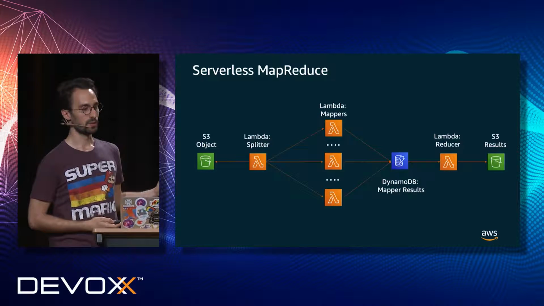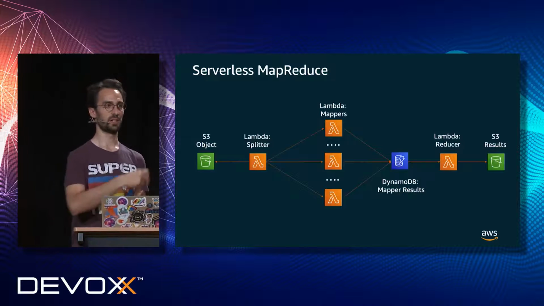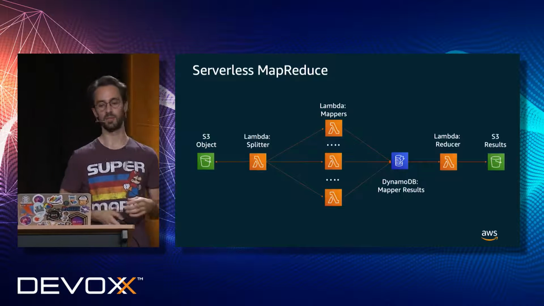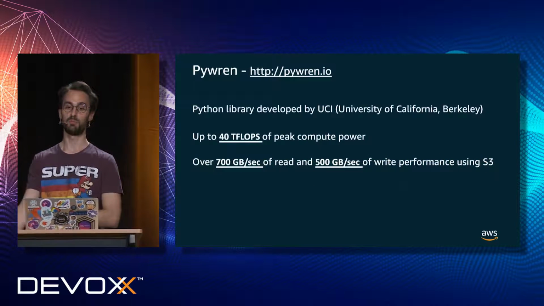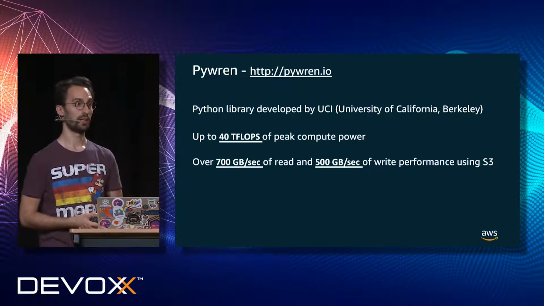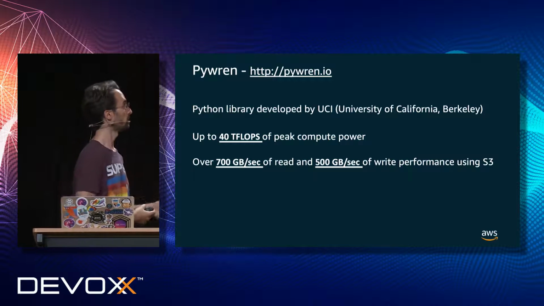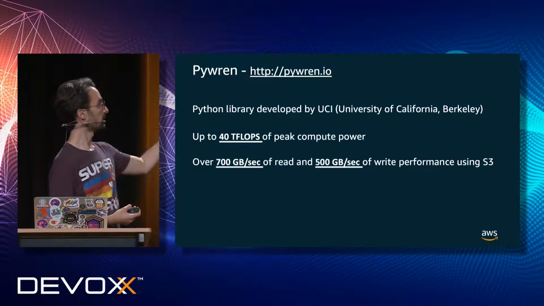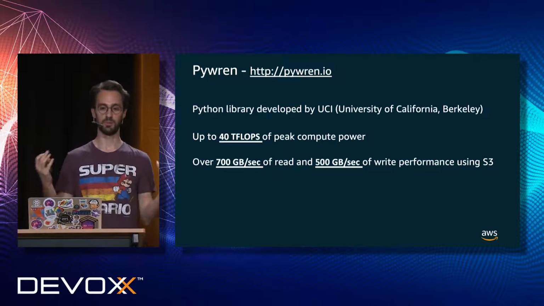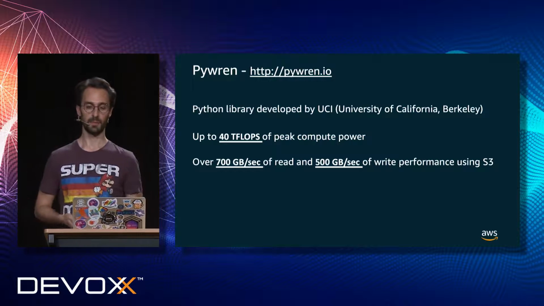Some companies are even implementing MapReduce with this concept of data is on S3. I have Lambda splitters and mappers and reducers on top of S3 and Dynamo. There is actually the University of Berkeley in California that implemented PyWren. It's a library on top of S3 and Lambda that gives you up to 40 teraflops of computing using the highly parallel capacity of S3, up to 700 gigabytes per second, read and write.